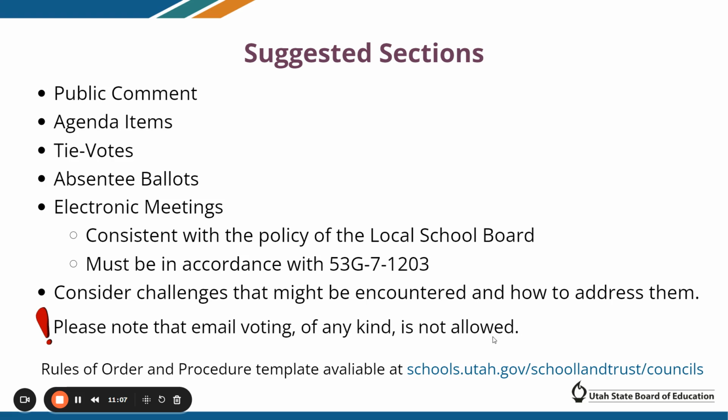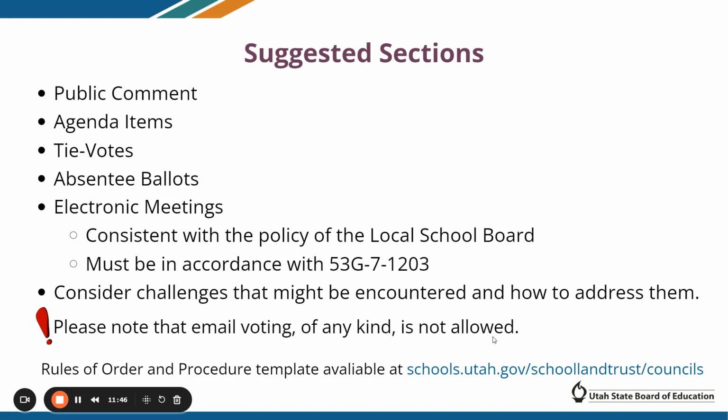In Robert's Rules, the chair votes last as the tiebreaker. Will the chair not vote at all to avoid a tie? Are absentee ballots allowed? If so, what is the procedure for an absentee vote? If holding electronic meetings, remember they must be consistent with the policy of the local school board, and they must be in accordance with 53G-7-1203. If there is no current policy, the local school board can create one.